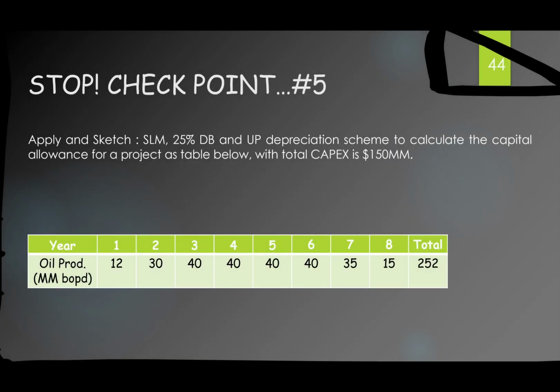Okay, before we end, here is an additional tutorial for you to do. Apply and sketch using the straight line method, 25% declining balance, and unit production depreciation scheme to calculate the capital allowance for a project that is given in this table. Given that the total capex is $150 million.